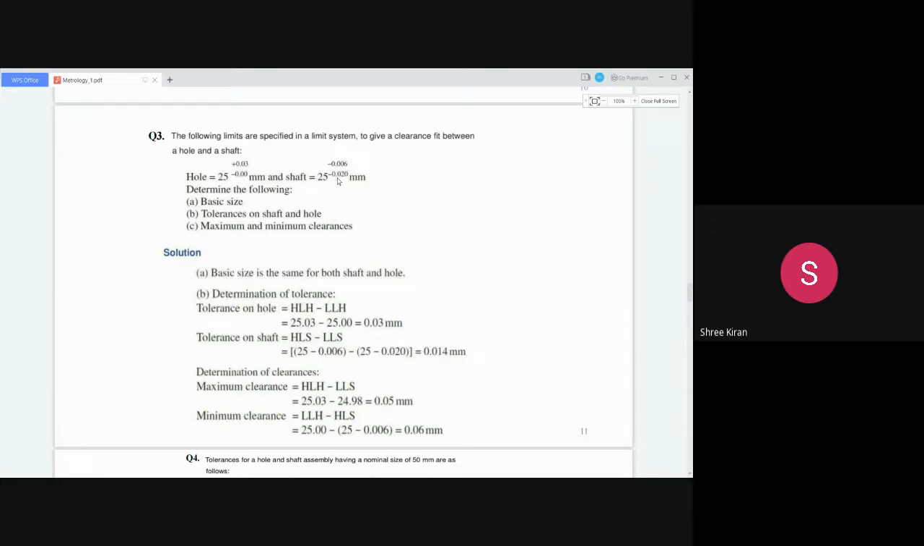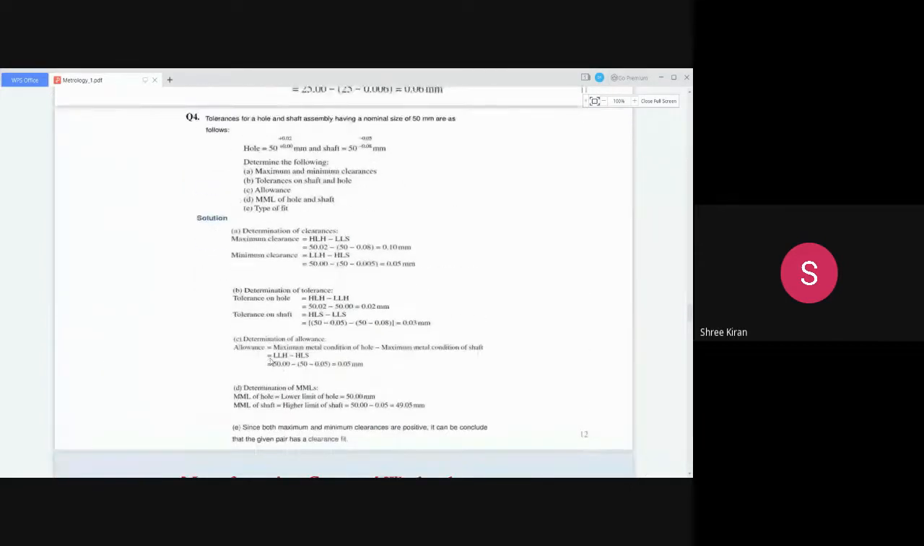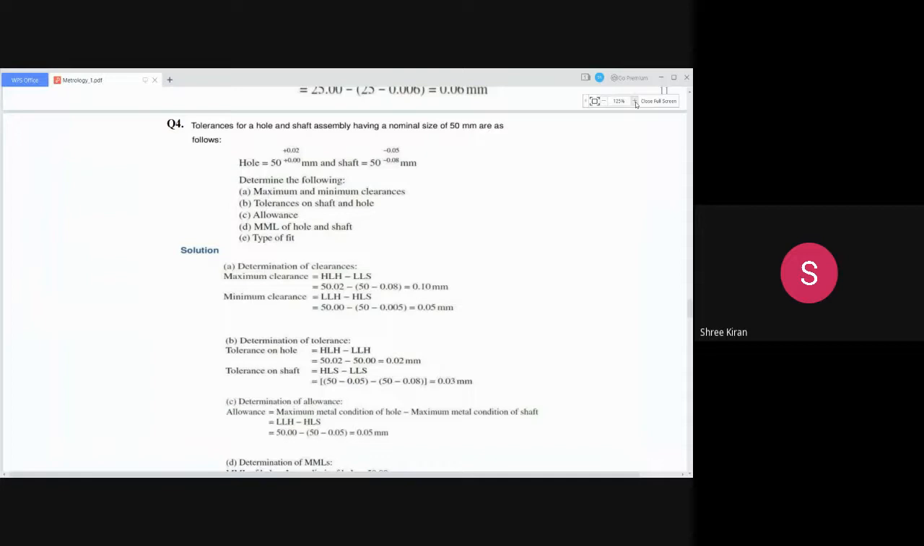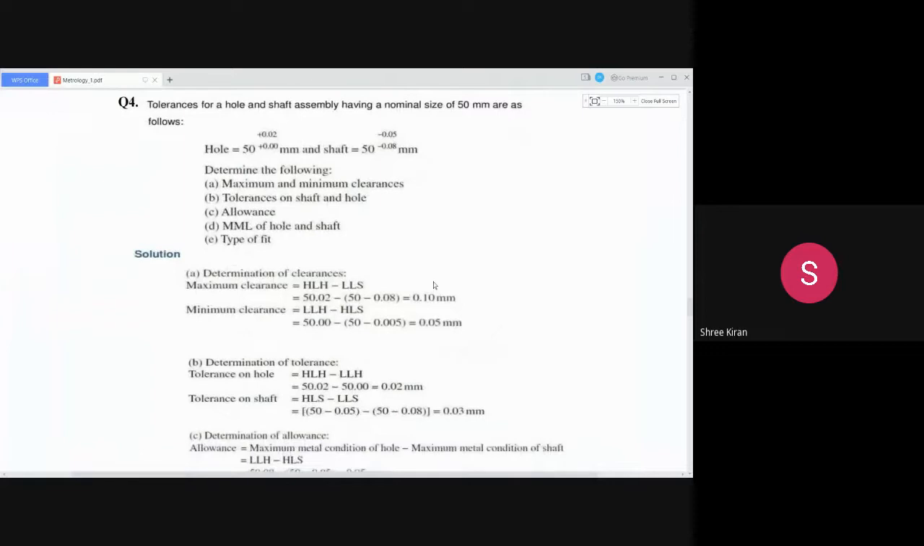Then the next case is the tolerance for a hole and shaft assembly having a nominal size of 50 mm, as follows. This is what happens in the case of tolerance of a hole and a shaft. The hole is 50 plus 0.02, higher and lower, that is plus 0.00 mm, and the shaft is given as well. So here, this is the case where we have to determine the following.